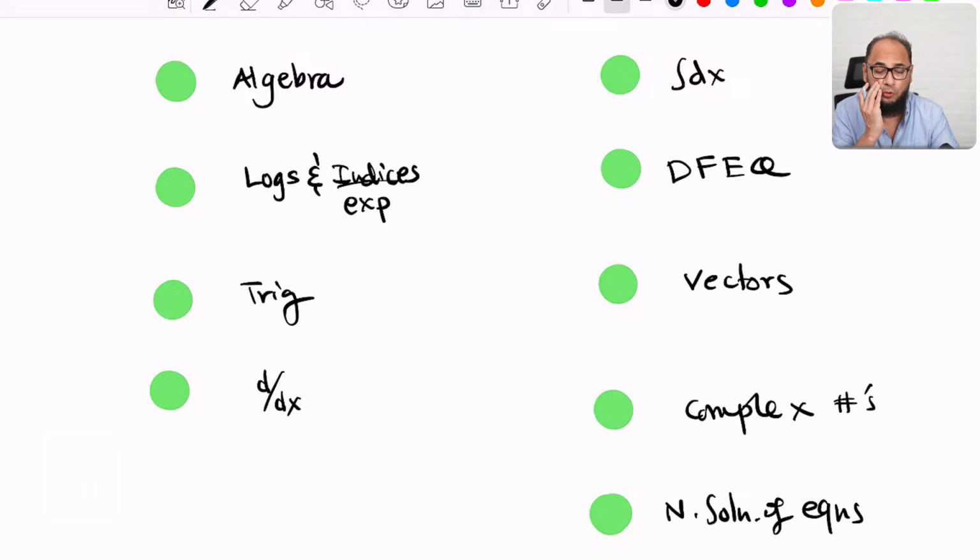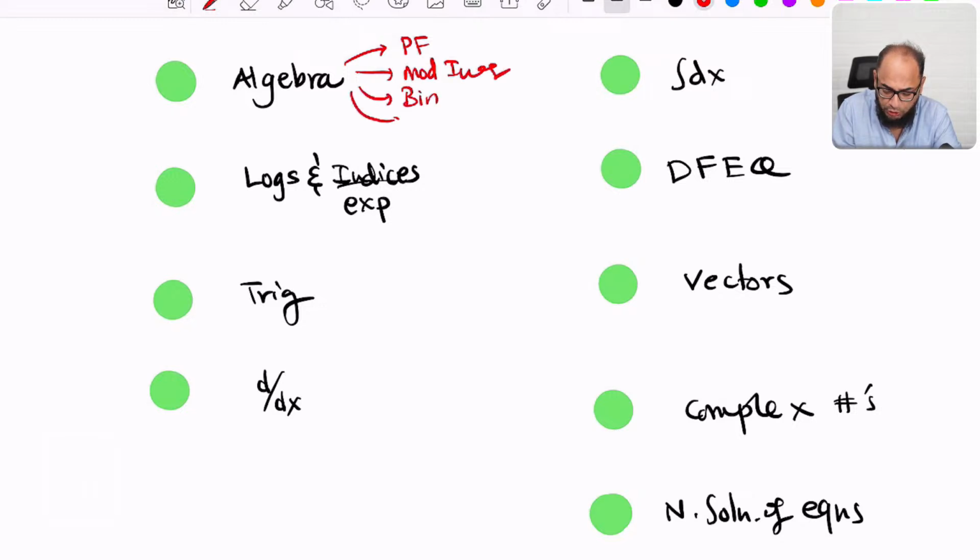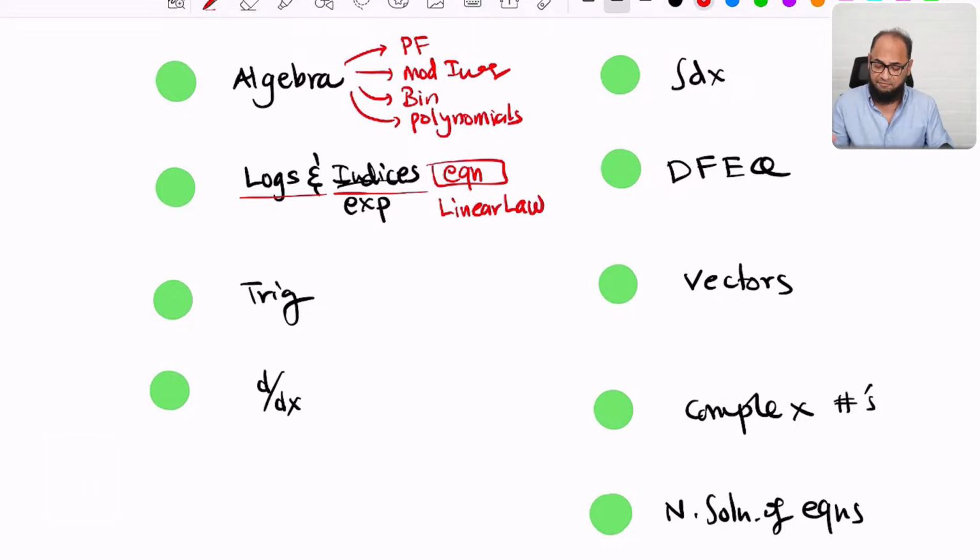So now out of these 9 topics, let's see what are the topics that appear on the exam. Of course, almost every time they do ask a topic. Exceptions could be there. But over here, these 9 topics. In algebra, they might be asking about partial fractions. They might be asking about modulus inequality. The question could be about binomial. The question could be about polynomial. In logs and indices, definitely the concept of logs is there, the concept of indices is there. There are equations which require substitution. Then there is something called linear law. So these are the basic stuff that we need.